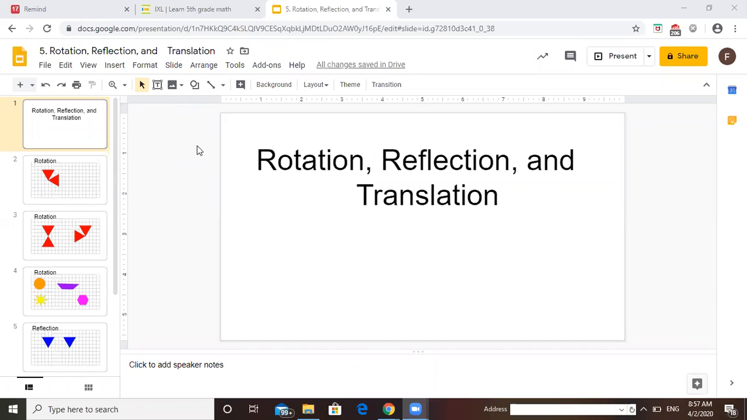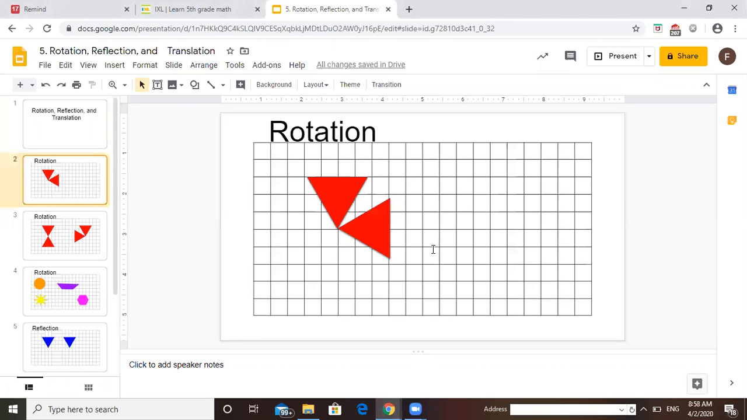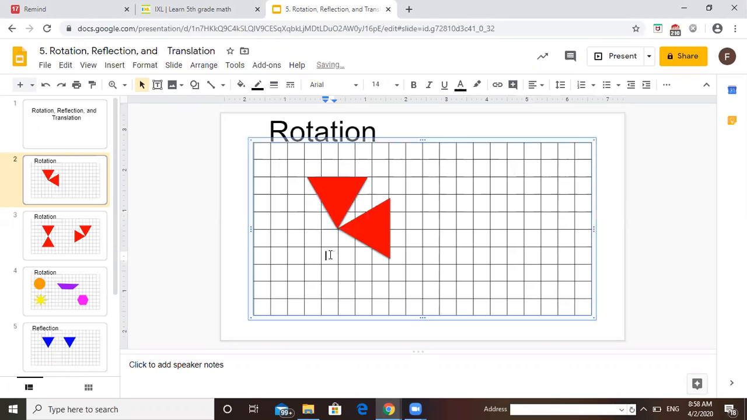So in this video, we're going to be talking about rotation, reflection, and translation. Rotation is rotating an object without changing its shape. So you can rotate like this and call it a rotation, or you can rotate based on a certain point. And usually this is how people do rotation. They rotate based on a certain point.